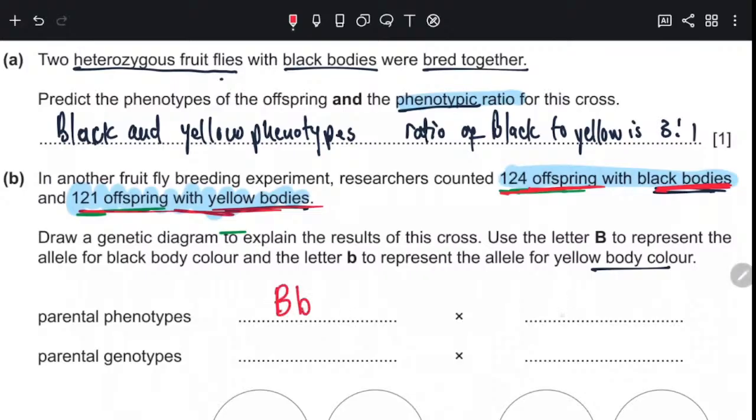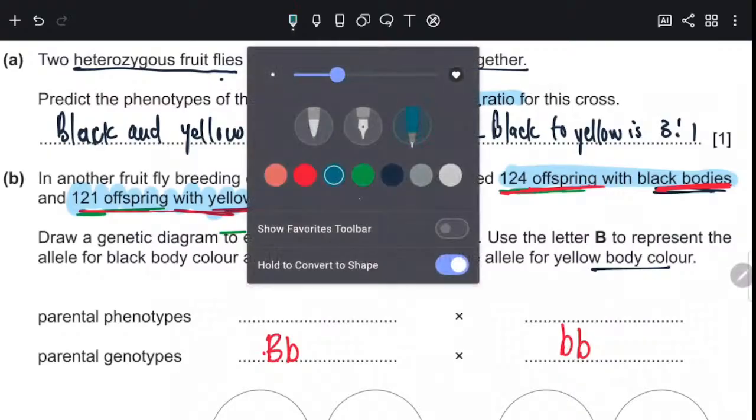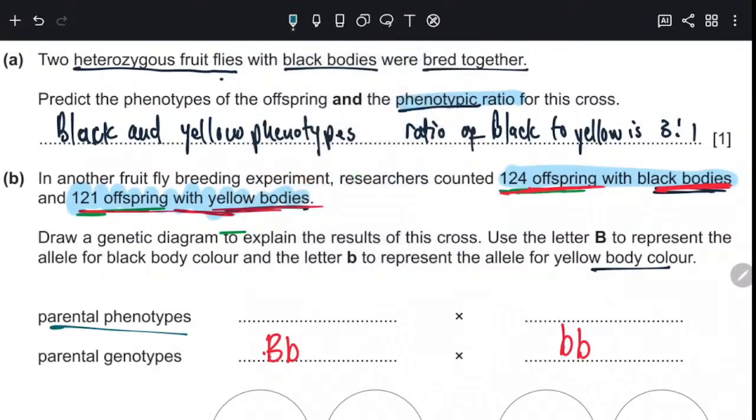So we all agree that the genotypes, sorry, not the phenotypes, the genotypes of the parents were these ones. Anita, do you agree? Good. So now, what about their phenotypes? What would be their phenotypes?